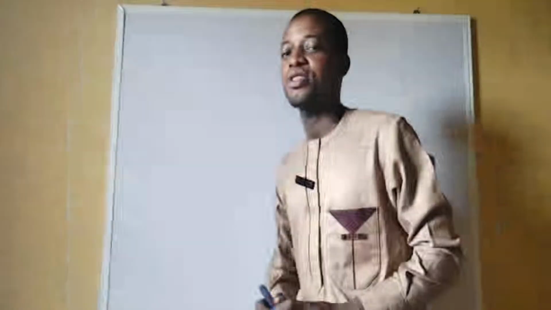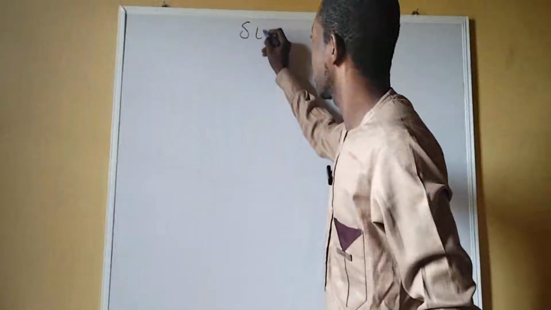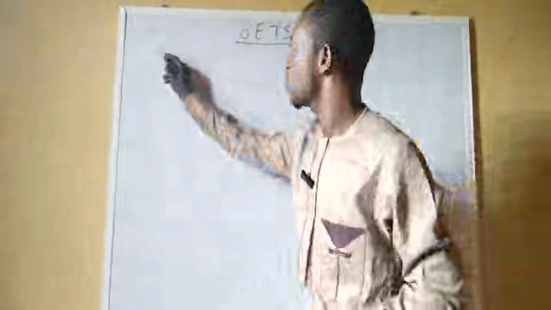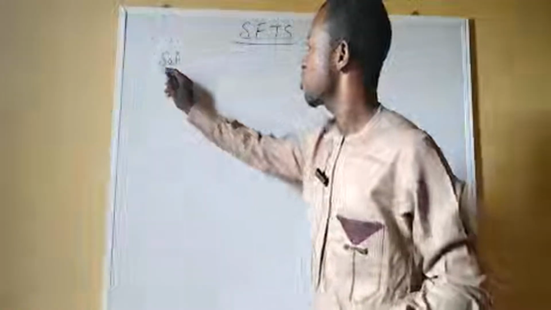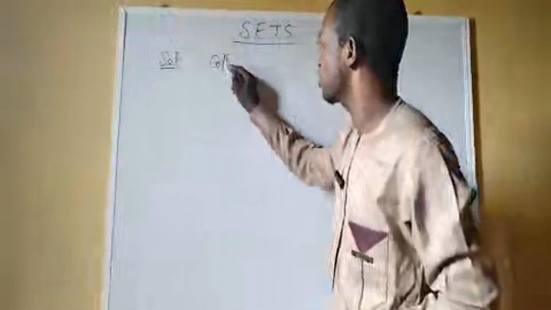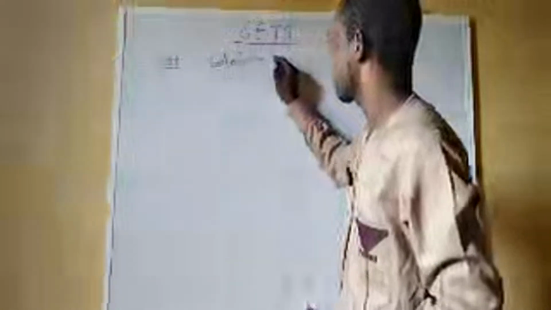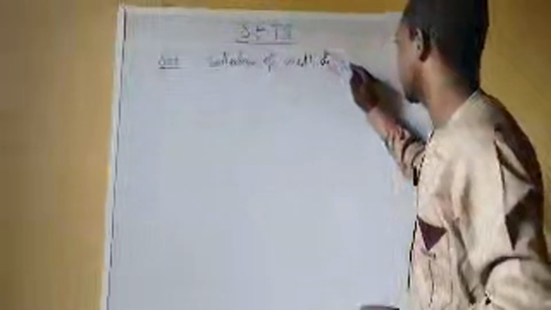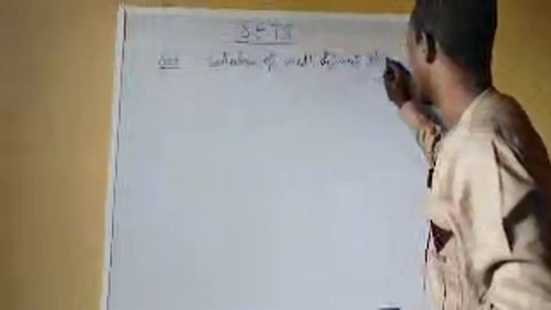In this live class, we want to look at some interesting questions on sets. Sets in mathematics can be defined as a collection of well-defined objects. So when we talk about a set, we are talking about a collection of well-defined objects, that is, a group of objects that have similar properties. That is, they are well defined.